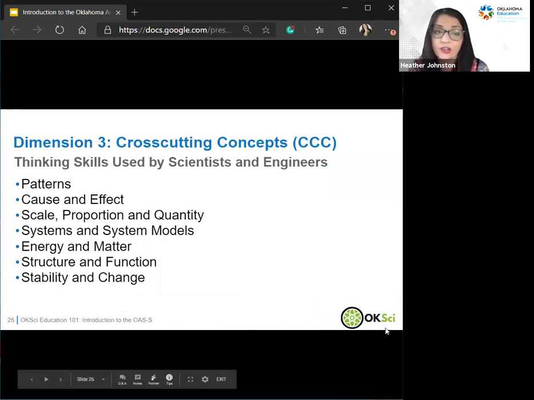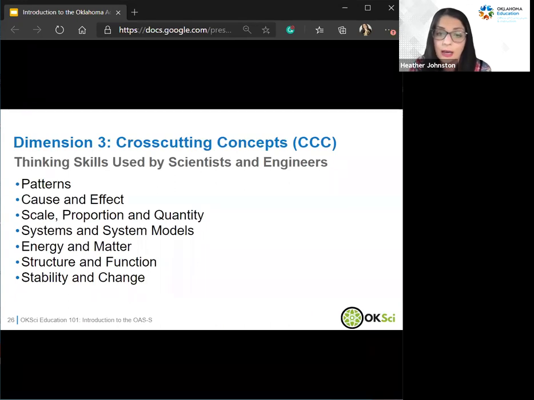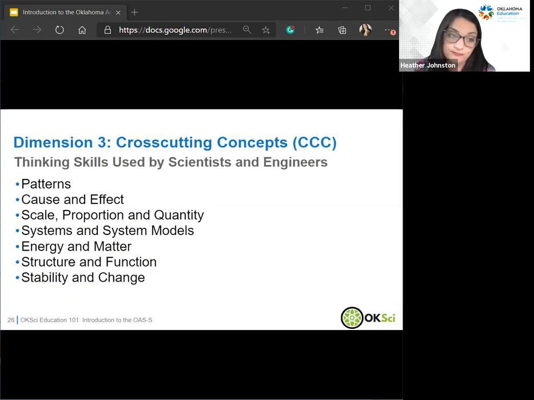There are 7 cross-cutting concepts that are in our standards. These 7 run through pre-K, well, not pre-K, they run through kinder through 12th grade. And again, increasing complexity, just like the practices do. So on the screen, you can see that we have patterns, cause and effect, scale, proportion, and quantity, systems and system models, energy and matter, structure and function, stability, and change.